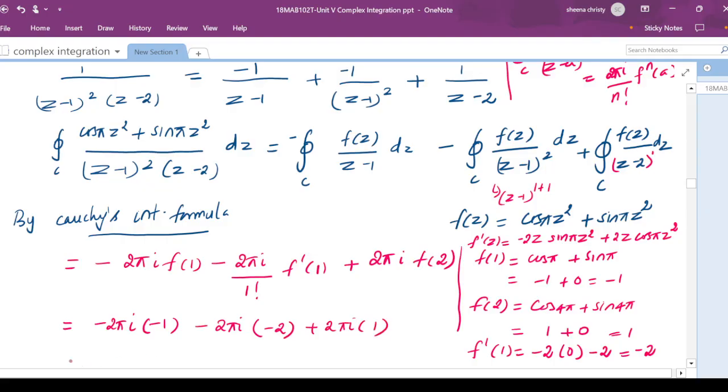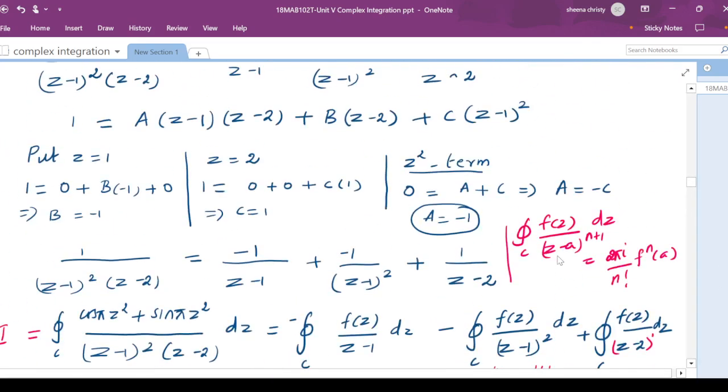So you are having plus 2 pi i plus 2 pi i, 4 pi i. Here also plus 4 pi i, that gives you 8 pi i. Hence, the integration of this, I can call this as I. So the integration value is 8 pi i.